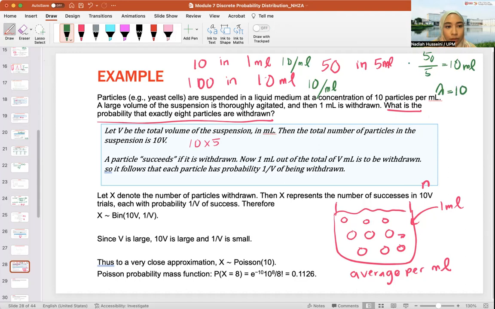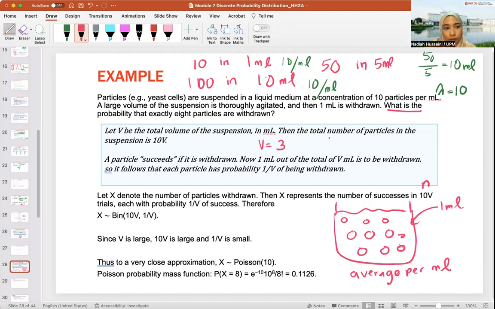How do we relate it back to binomial distribution? How do we know what is N and what is P? So here they are telling us, let V be the total volume of the suspension in milliliter. So they're not specifying how much, they're just telling you V is the total volume. So if you know that the concentration is 10 per mil, let's say you have 100 mil, you can simply multiply it with the concentration. So let's say V is equal to, let's use a good number, 3. I hope this is a good number.